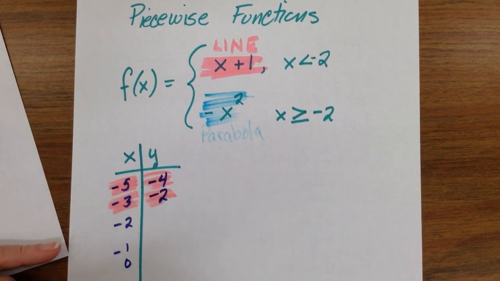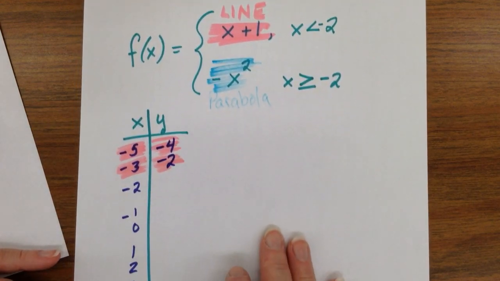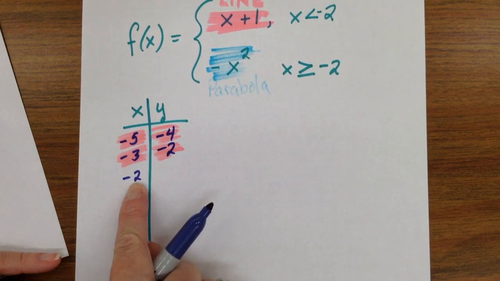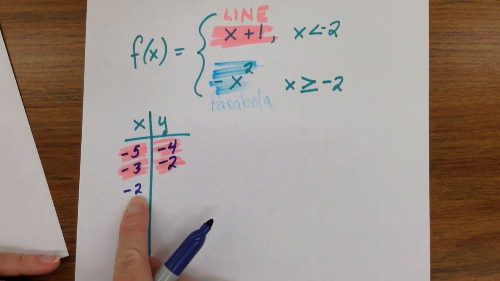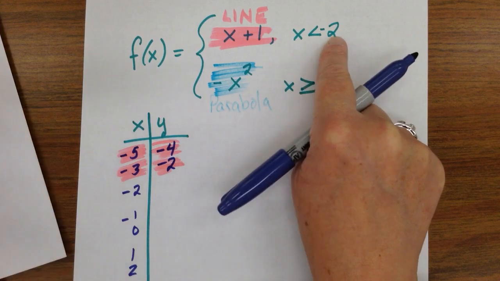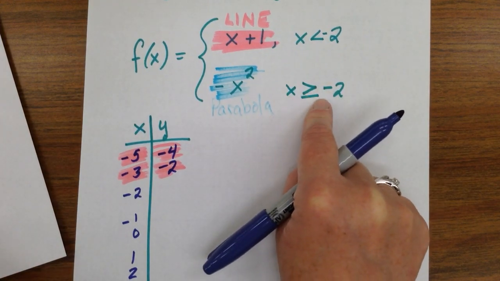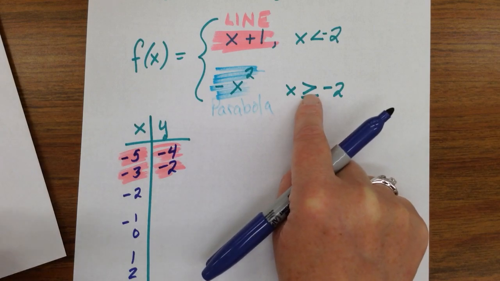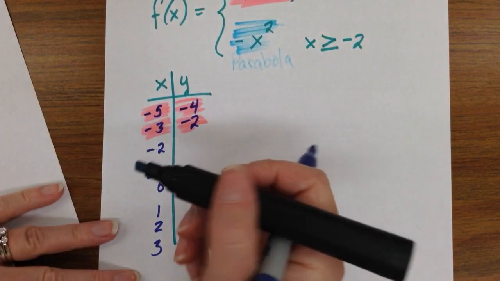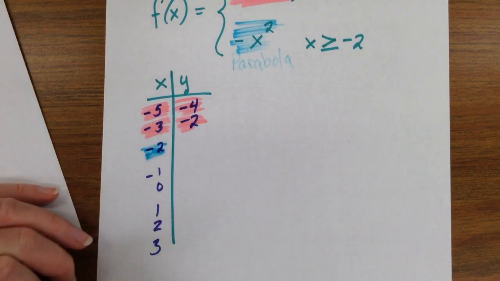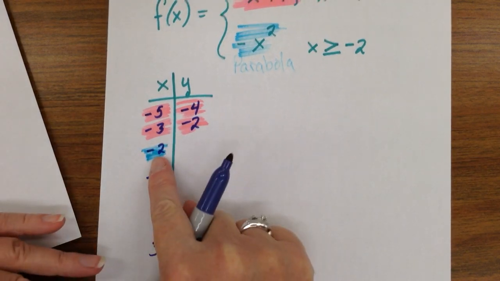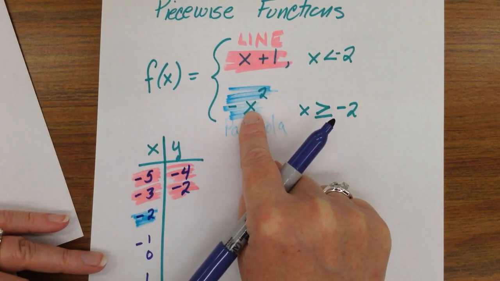Now, what about -2? Is -2 less than -2? No. Is -2 greater than or equal to -2? The equal to says yes. This will be on my parabola piece. So I will put -2 in order of operations.